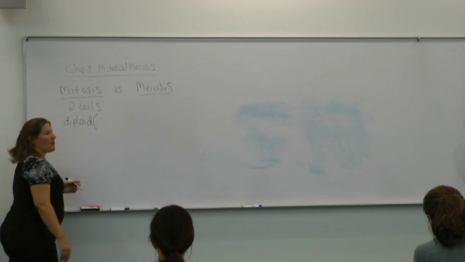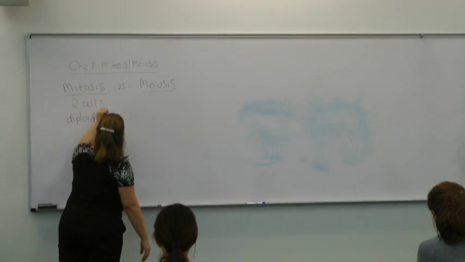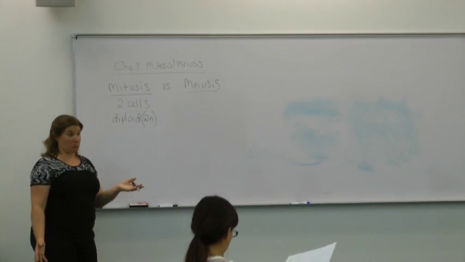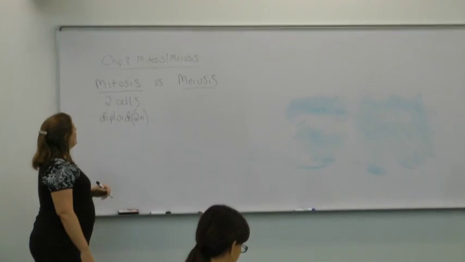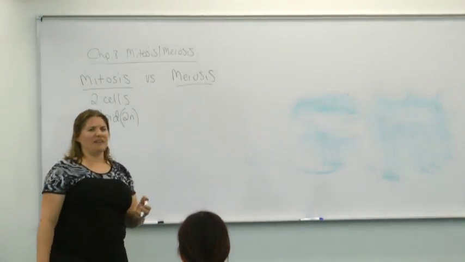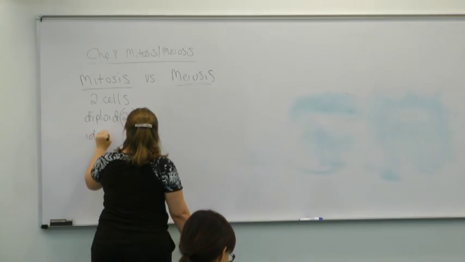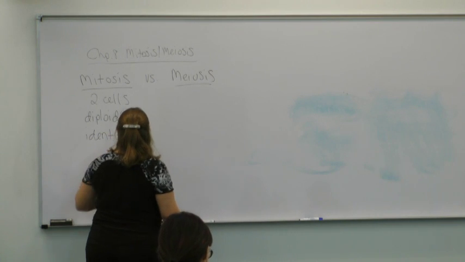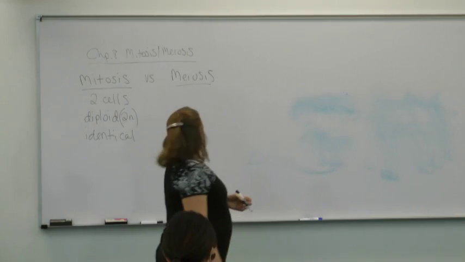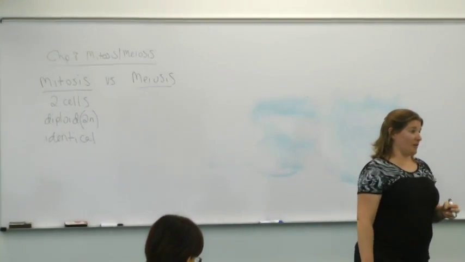And do you guys know what symbology is used for diploid? 2N. That's right. So far we've said that mitosis makes 2 diploid cells. Okay? And what about them? Are they genetically unique and different from each other, or are they identical? They're identical. They're identical clone cells. Well, mitosis can be used to make both prokaryotic and eukaryotic cells.